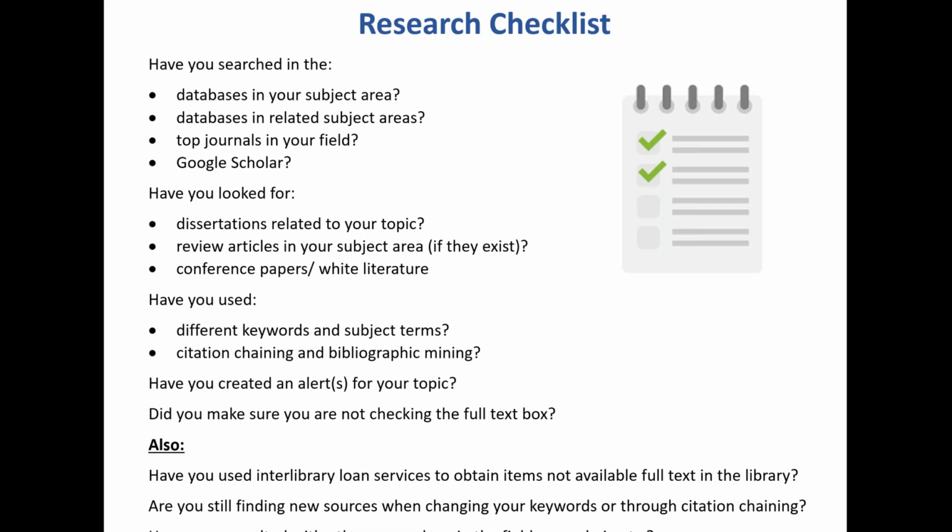Have you created an alert on your topic? And did you make sure that you're not checking the full text box? Also, have you used interlibrary loan services to obtain items that are not available full text in the library? Are you still finding new sources when changing your keywords or through citation chaining? Because again, if you keep finding the same citations over again, that's usually a good indication. And then finally, have you consulted with other researchers in your field, your chair, your librarian? That can also help as well.